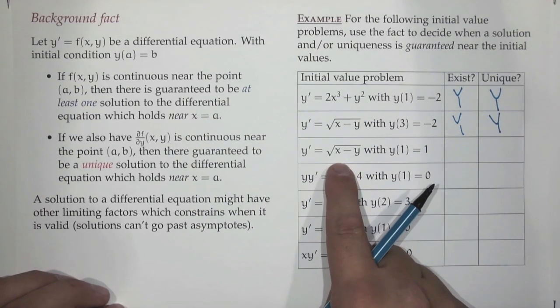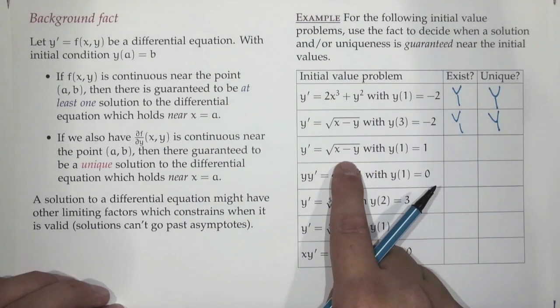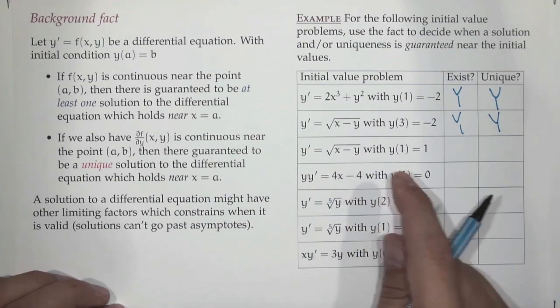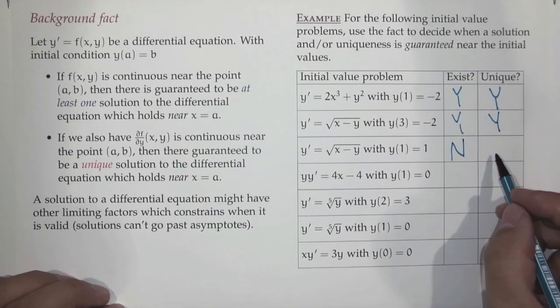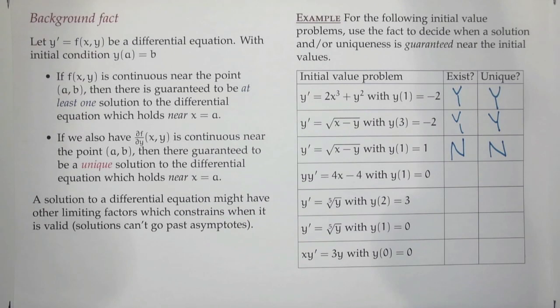Okay, how about this one? Same function. But what's changed? Our points. 1, 1. What's our inside looking like? 0. Is this good? No. Square root of 0 is bad. No. If it doesn't exist, unique, forget about it, hopeless.